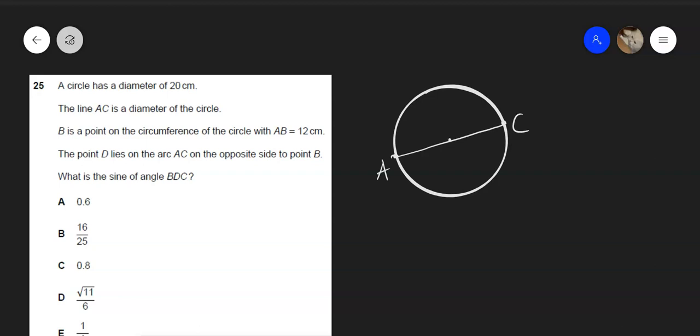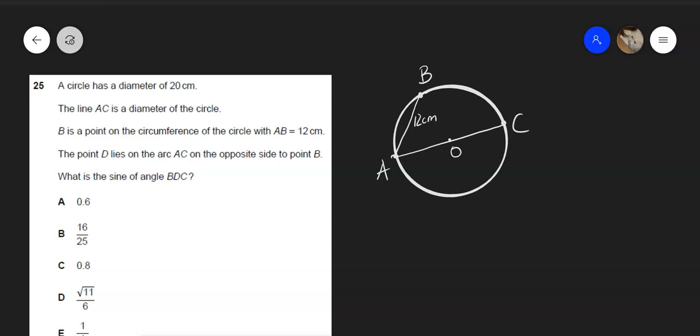Let's mark the center of the circle, O. So AC is the diameter and it's 20 centimeters. B is a point on the circumference of the circle with AB 12 centimeters. So point B can be anywhere on the circle, let's say there, such that the segment AB is 12 centimeters. The point D lies on the arc AC on the opposite side to point B.